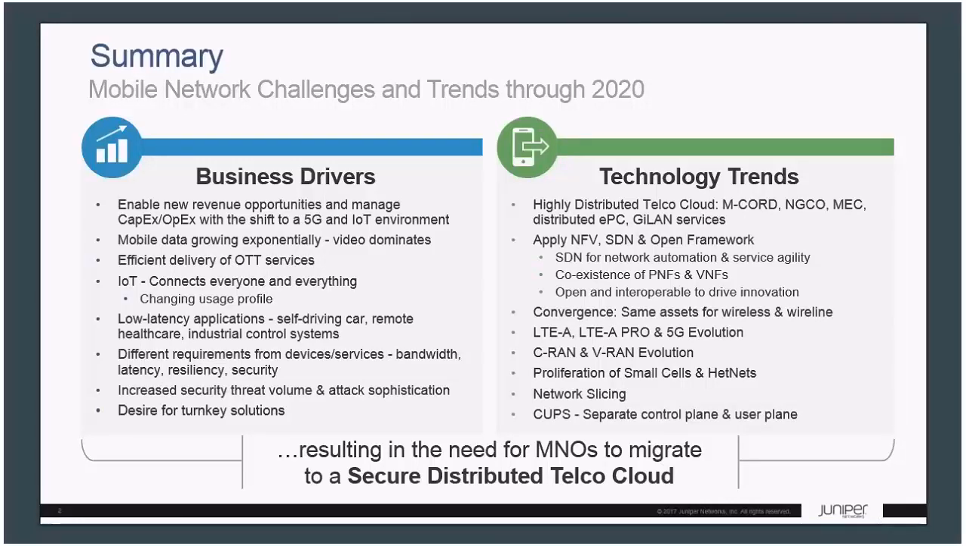Now, if we look at the second to last business driver, there's definitely an increase in security threat volume and attack sophistication today. So really, perimeter security, which is what is predominant today, is no longer sufficient.